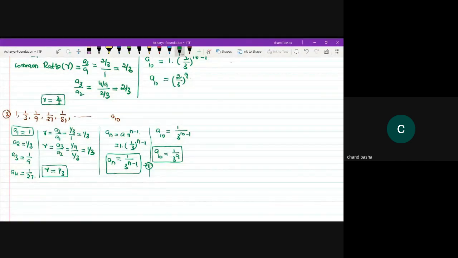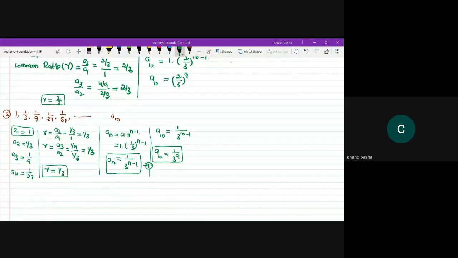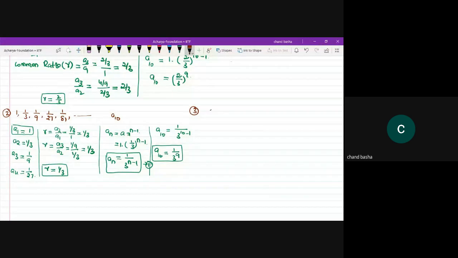Next question, Shashank and Navneet, you have to give the answer for the next question, guys. Right, very good. So let's have the discussion of the third question, problem number 3. 2, minus 4, 8, minus 16, 32, and so on. Find the first term, common ratio, and the 10th term.